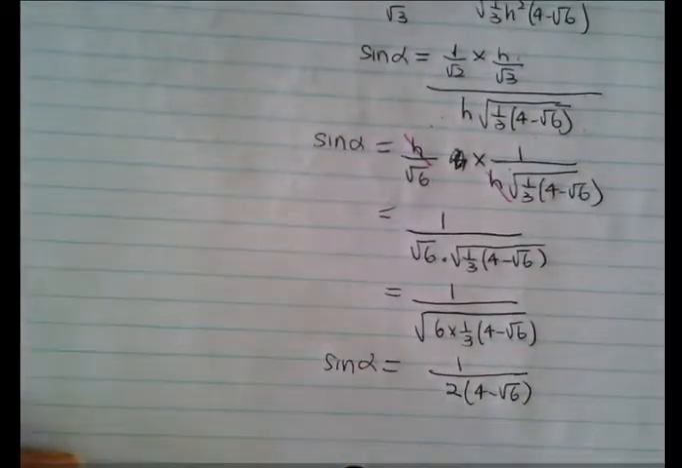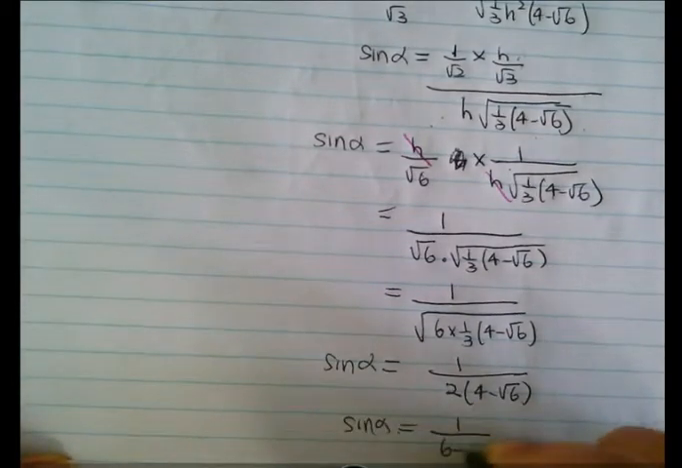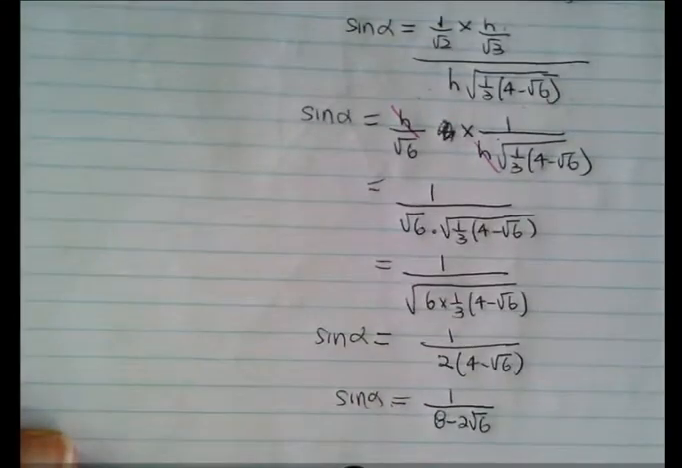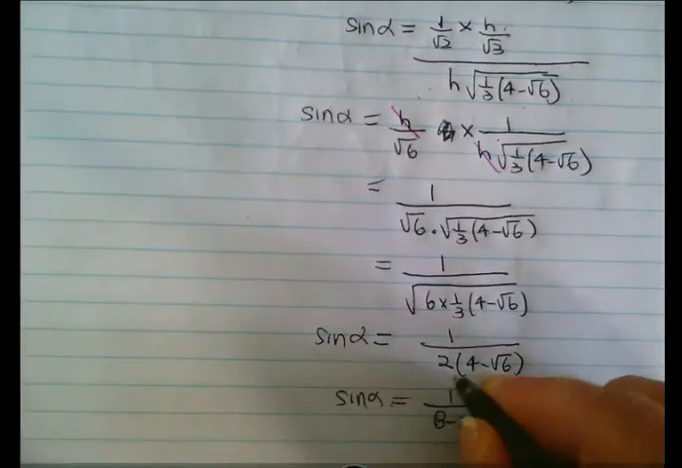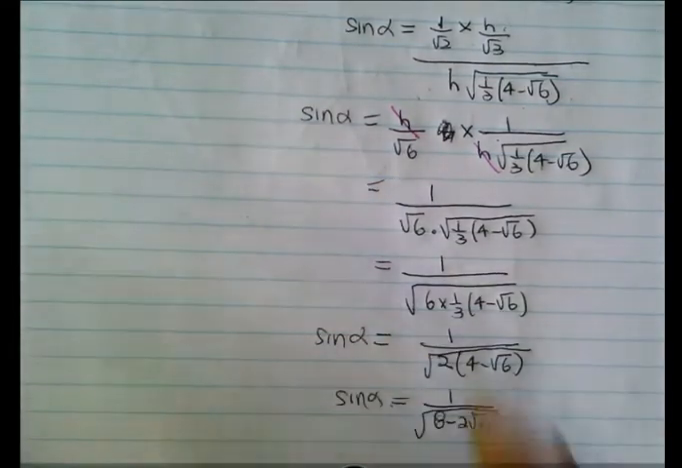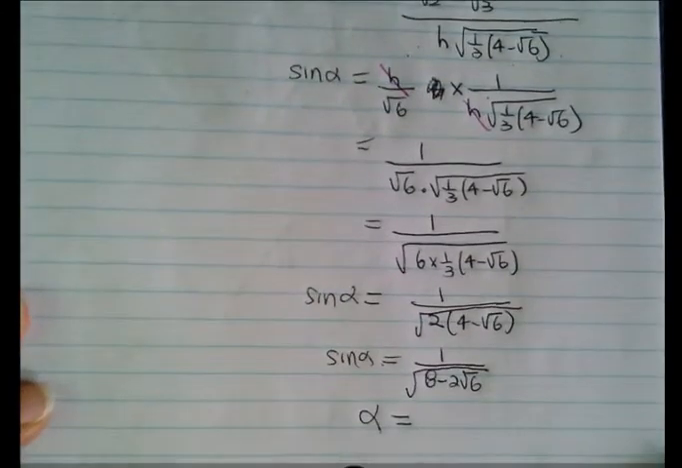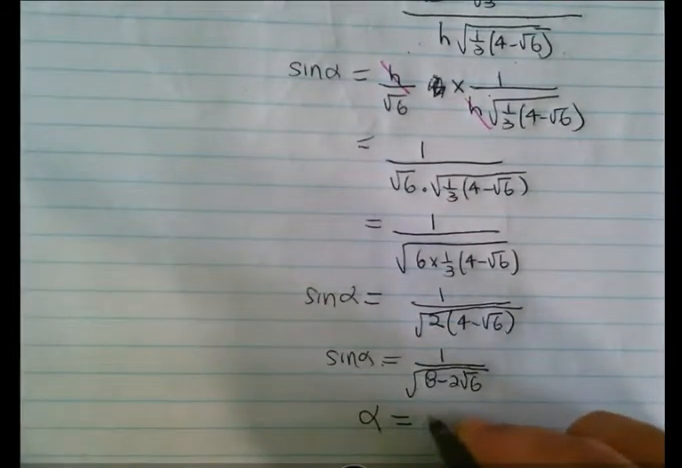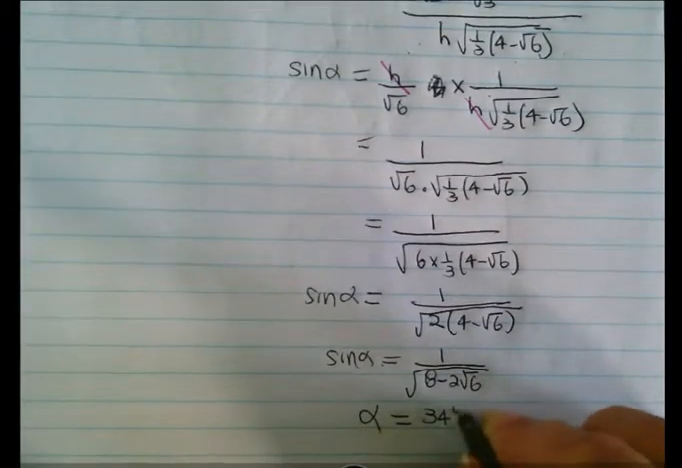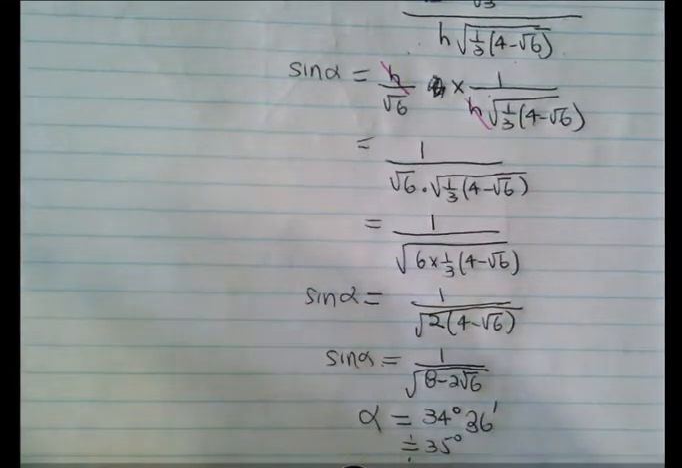Now that's something that you can do on your calculator. Sine alpha is 1 over the square root of all of that. So now you can just do that on your calculator and get a value for alpha. So you should get, alpha is, I believe, 34 degrees 36 minutes, which is approximately 35 degrees.